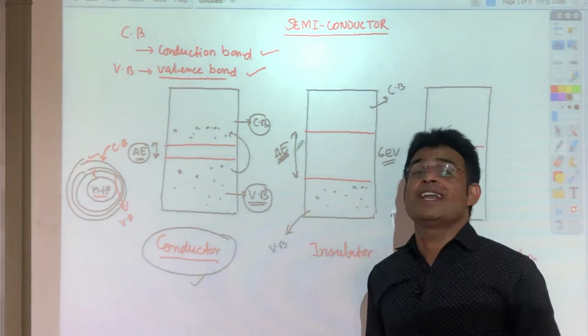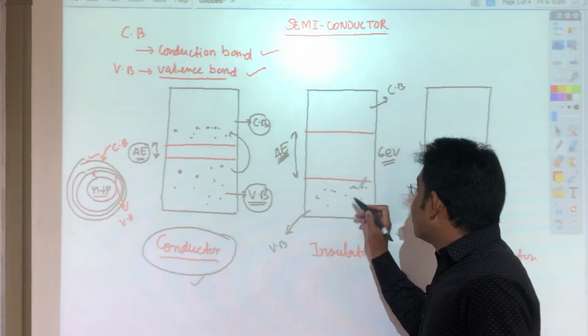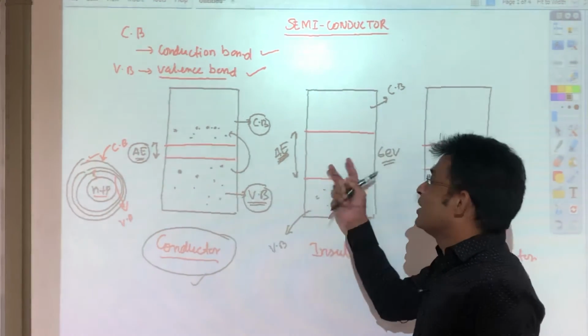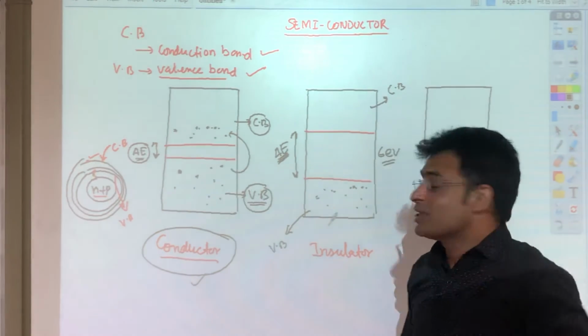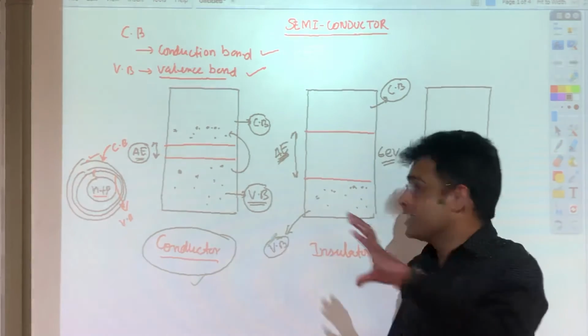So no matter how much electricity you apply, an electron cannot jump from this one to this one. It's just like two islands separated by water, so nothing can jump. Two islands means the conduction band and the valence band. These are two islands separated by water.